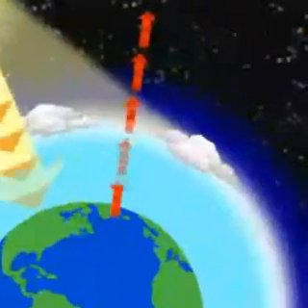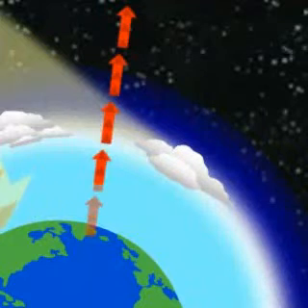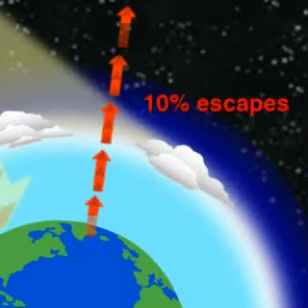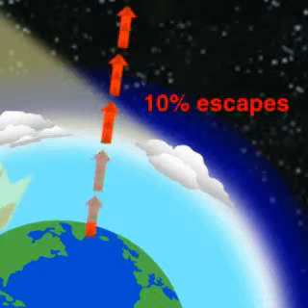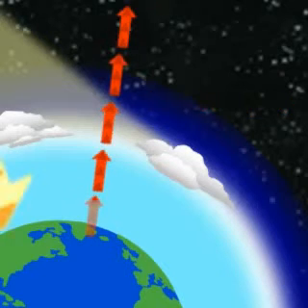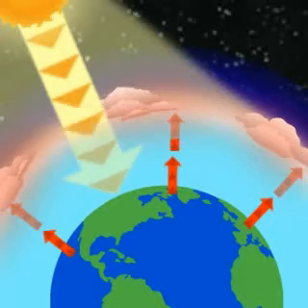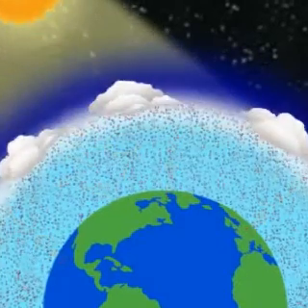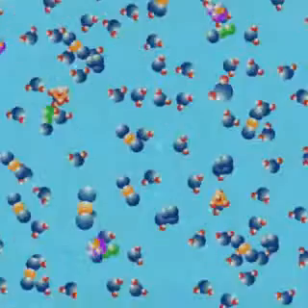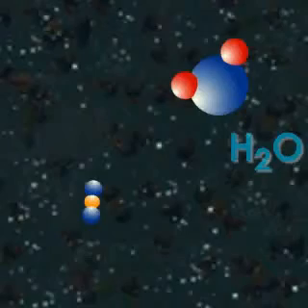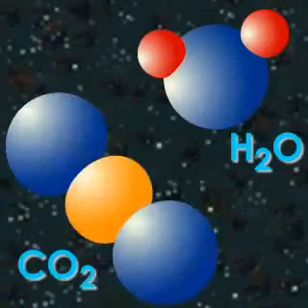Although the surface of the Earth does emit long-wave radiation, only about 10% of this radiation passes through the atmosphere and escapes into space. The rest is absorbed by clouds and by greenhouse gases in the atmosphere. There are many greenhouse gases, but the most abundant greenhouse gases are water vapor and carbon dioxide.